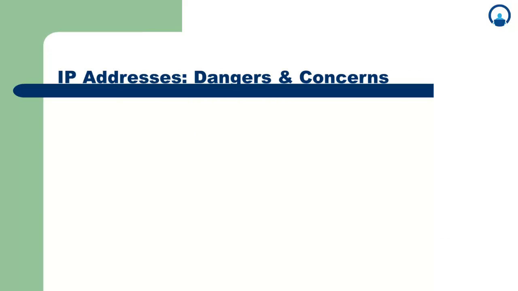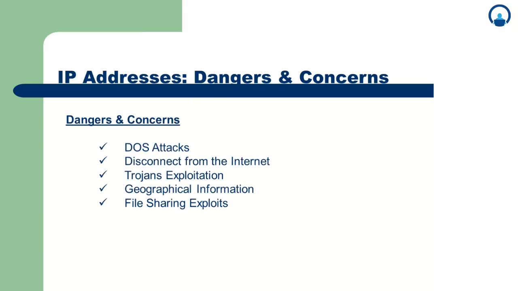So let's see what are the dangers and concerns if any hacker knows your IP address. You can be a victim of the following attacks: DoS attacks, that is denial of service attack. You can be disconnected from the internet. You can have Trojan horse problems with the IP address in the hacker's hand. He can find out where exactly you are located, which region you belong to, or even sometimes your home address or the address where the computer is located.